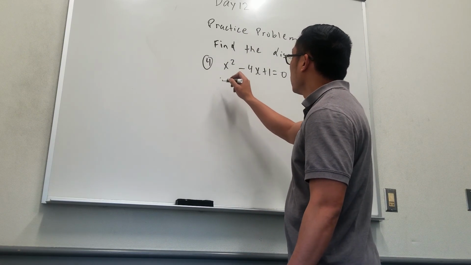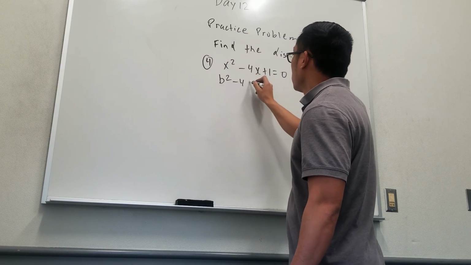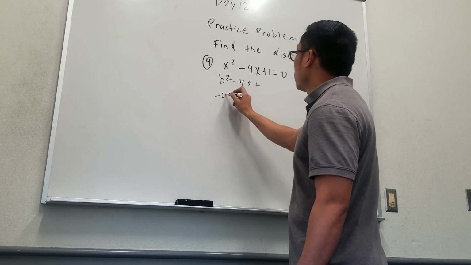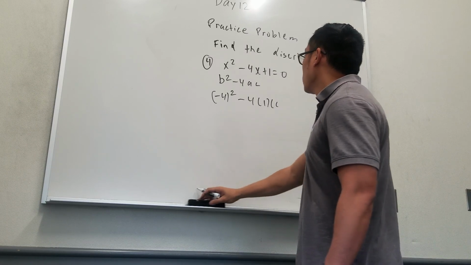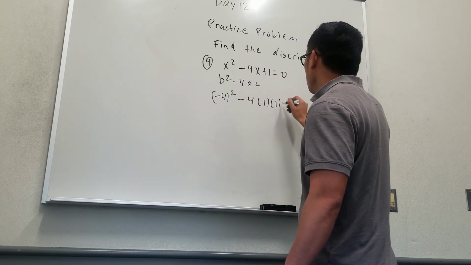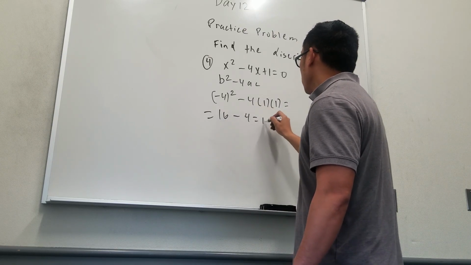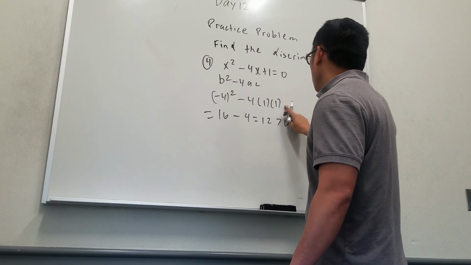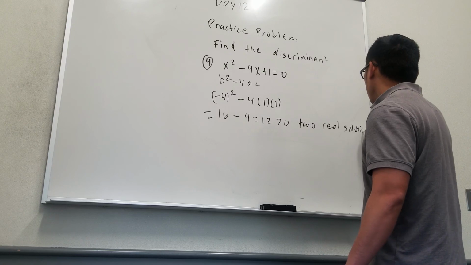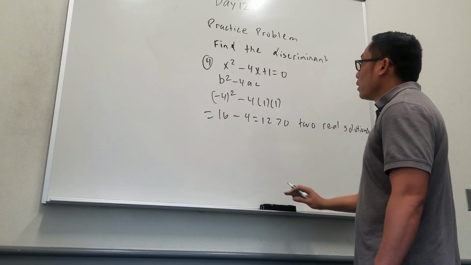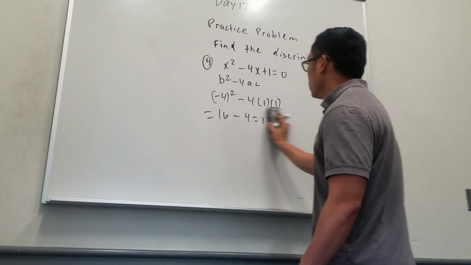So let's just find it. Now applying that formula, b squared minus 4ac. So b squared is negative 4 squared minus 4 times a times c. C is a number, which is 1. What is that equal to? 16 minus 4 equals 12. So that's positive. So what do you get? 2 real solutions, right? Okay, let's do the next one. So it's positive, you should get 2 real solutions.